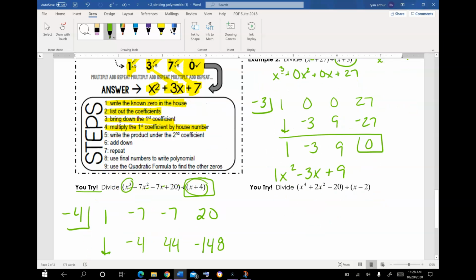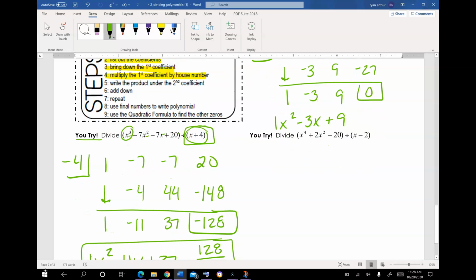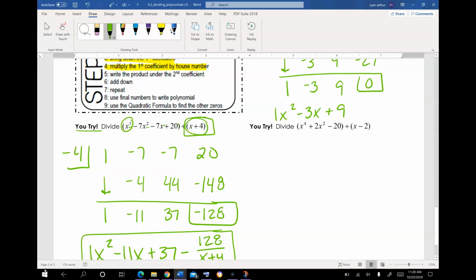Okay? All right. Last one we're going to do on the video. And if you need more examples, feel free to email me. So this is what goes in the house. It goes opposite. So I'm going to put a +2 in the house. Now, this one, it goes 4, 2, 0. Well, I'm missing the cubed. So I'm missing x cubed. So it goes 4, 2, and then 0. So I'm missing the x also. So we're going to rewrite it with our placeholders. x to the 4th plus 0x cubed plus 2x squared plus 0x minus 20.